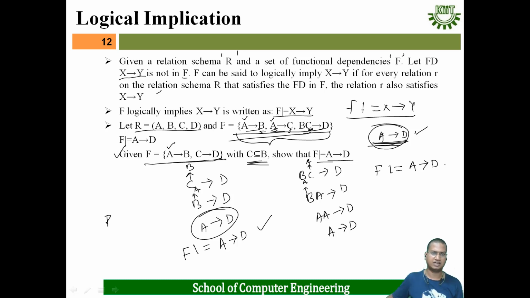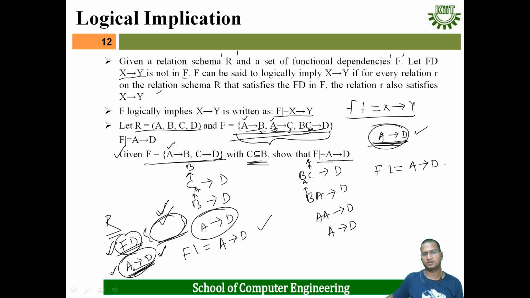That means suppose one relation R is given and one functional dependency set is given, and in that set one functional dependency is not present, suppose A determining D. Then can we say whether this functional dependency can be logically inferred from the set or not? How to check that? If, using this functional dependency set and Armstrong axioms, we can infer this functional dependency, then we can say that this functional dependency set logically implies it. Understood? This is logical implication.